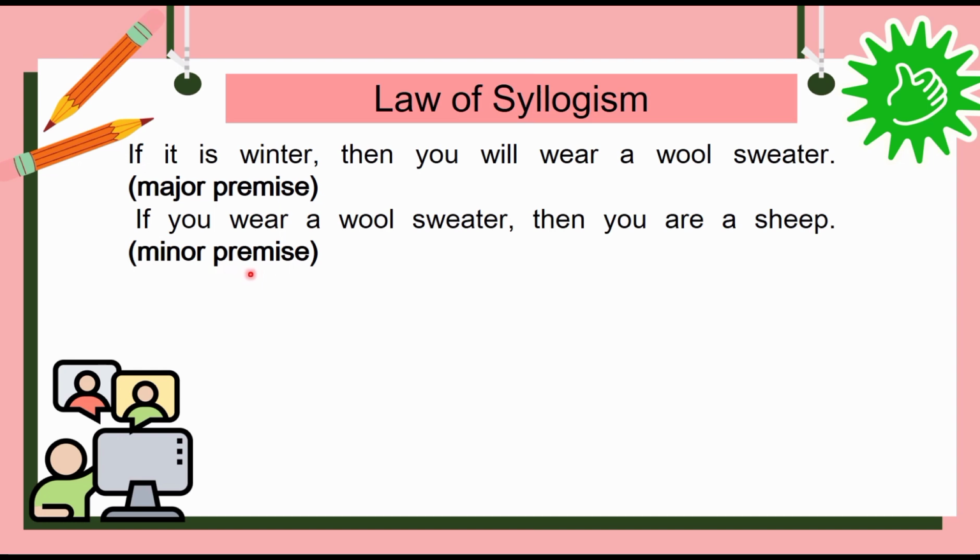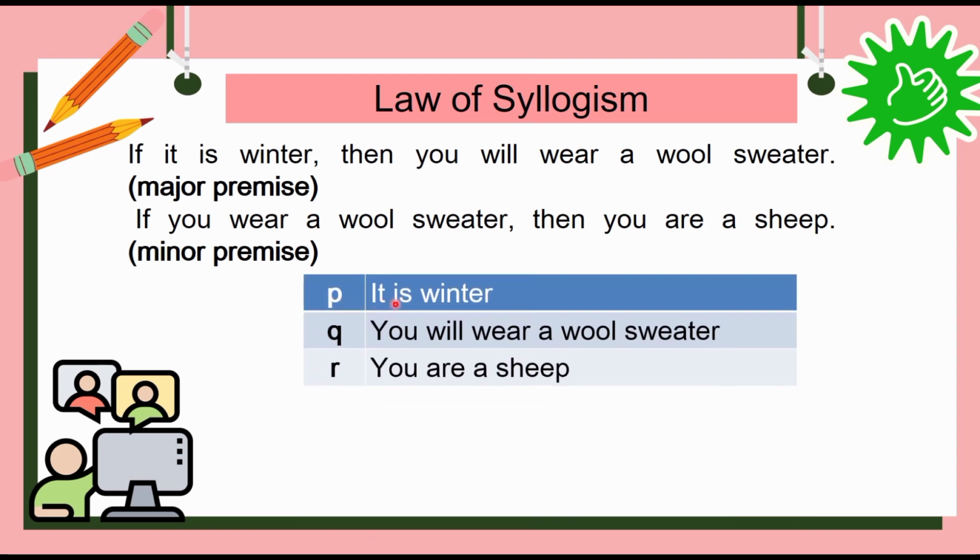minor premise. Now, let us analyze our P. It is winter. Our Q, you will wear a wool sweater. And then our R, you are a sheep. Now, let us analyze if it is correct or incorrect, or if our conclusion will be valid. Our major premise, if it is winter, then you will wear a wool sweater. That is correct. But the minor premise states that if you wear a wool sweater, then you are a sheep. Okay. So, hindi true yung ating second statement.